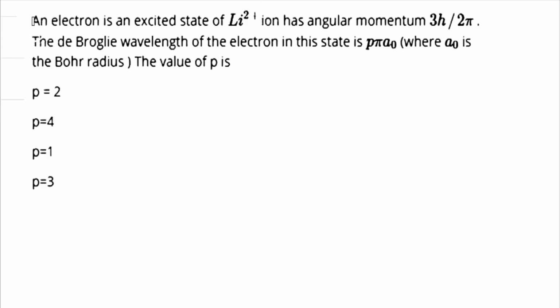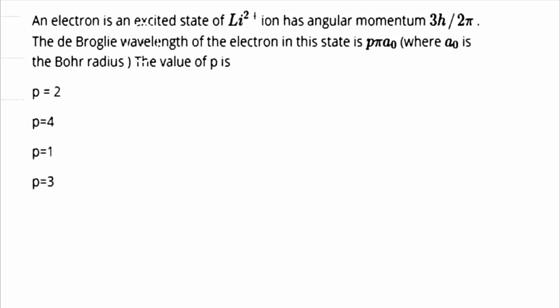The given question is: an electron in an excited state of Li2+ ion has angular momentum 3h over 2 pi. The de Broglie wavelength of the electron in this state is p pi a naught, where a naught is the Bohr's radius. The value of p is: the given options are p equals 2, p equals 4, p equals 1, and p equals 3.